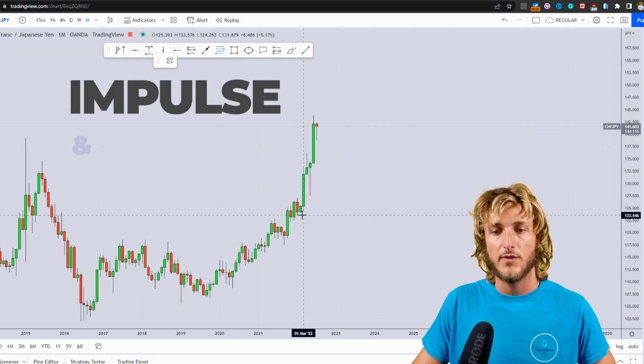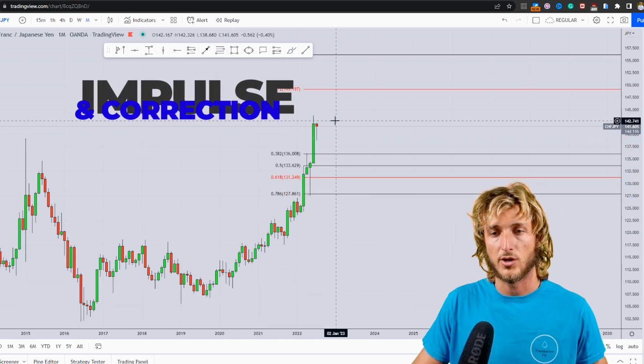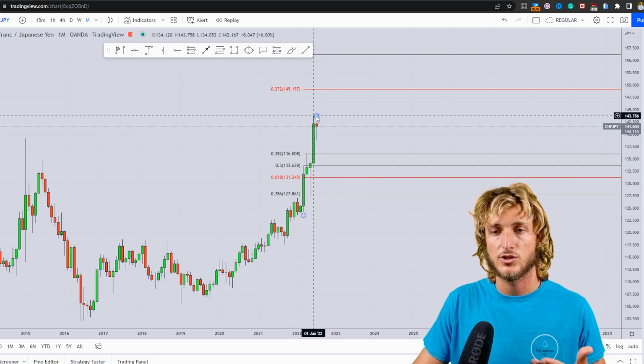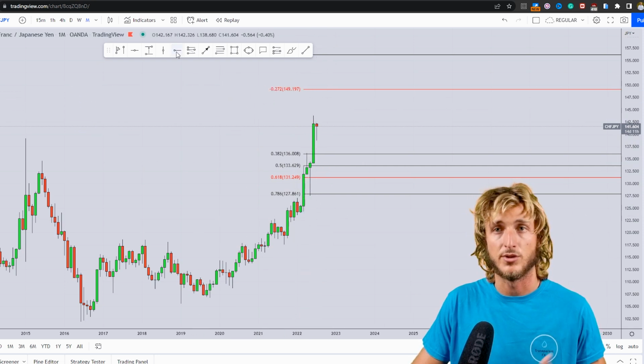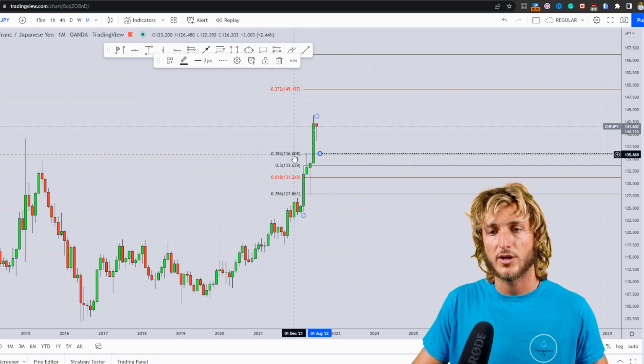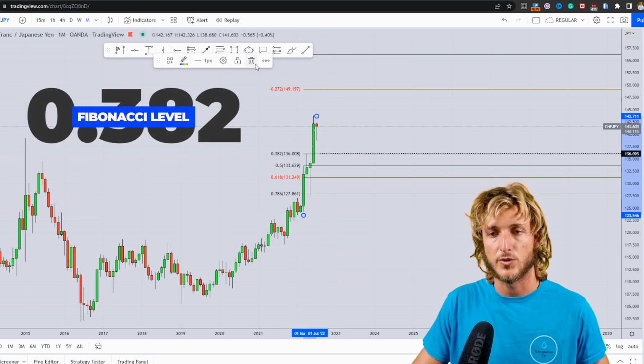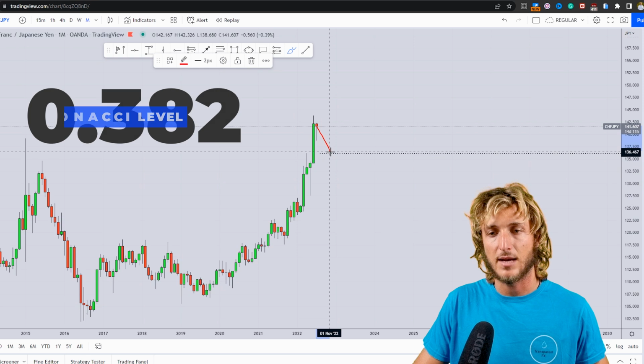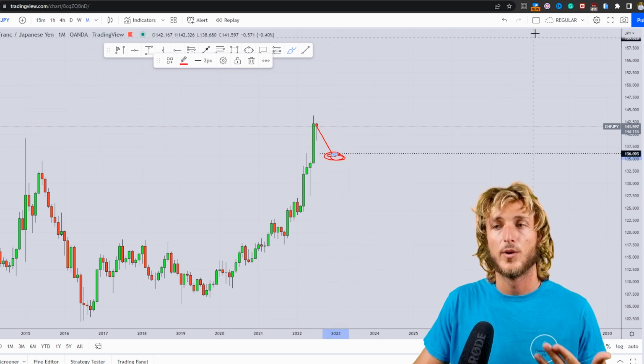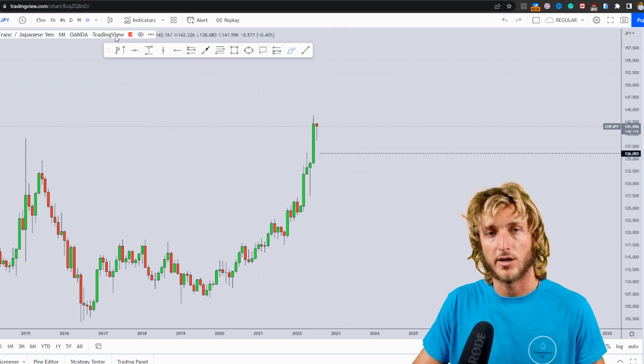Now, what would be the first downside target? As usual, if you have an impulse and you want to measure the correction, what you have to do is take your Fibonacci from the low to the high of the impulse. And if we do that, we can see how the market has a 0.32 Fibonacci retracement at the moment lining up at this area, which would be our first potential downside target.